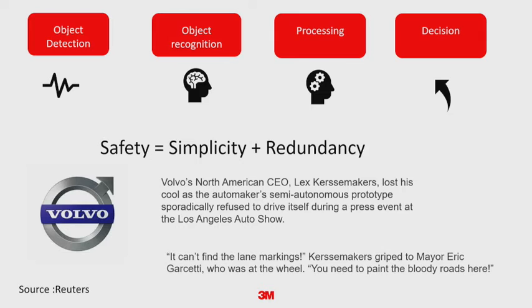The last one was a bit more sweary, actually. The CEO of Volvo telling the people in New York, you just need to paint the bloody roads. Because it's fairly obvious. You just do. You can do so many things with technology, and you can expect a lot of OEMs and automotive and the people that make sensors to do so much.